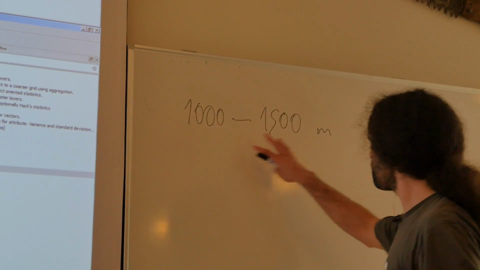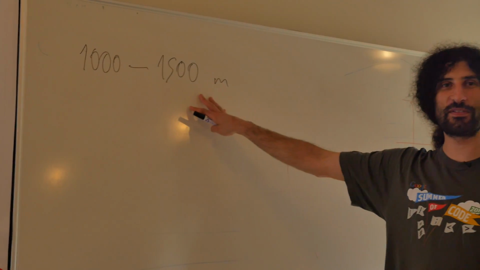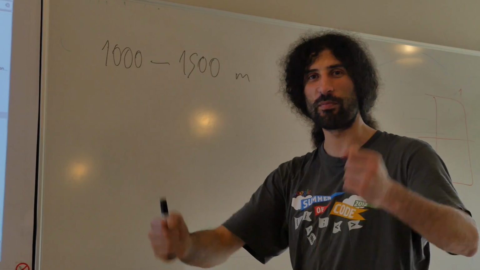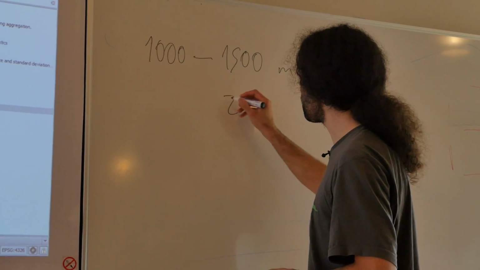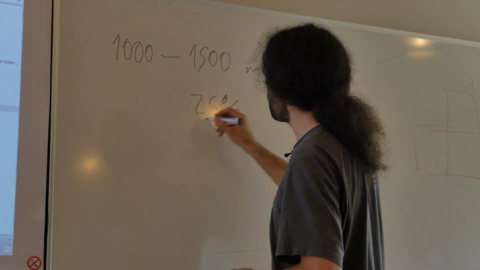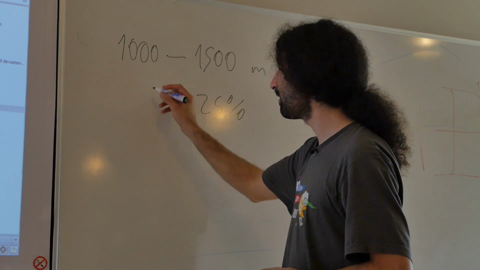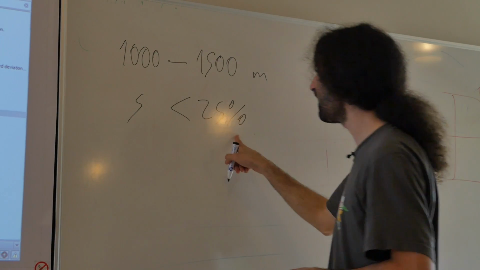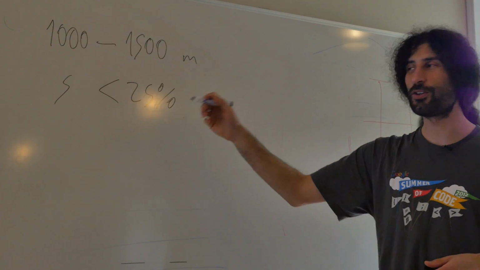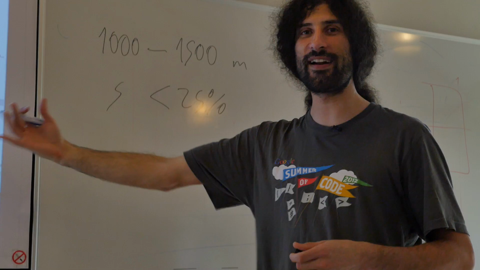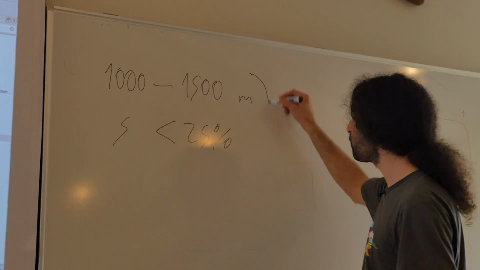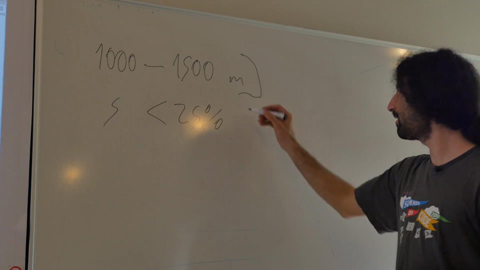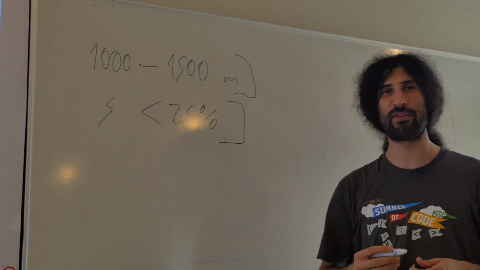And I know that my species just grow between 1,000 and 1,500, but I have to go there with my machines to plant these trees, right? And my machine doesn't work if I have something larger than 25%, right? So the slope has to be less than 25%, right? So I'm asking you to tell me where can I plant that? So which areas are between this altitude and have slope of less than 25%?